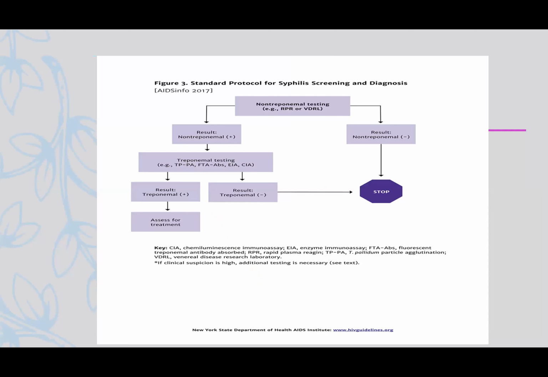Standard protocol for syphilis screening and diagnosis starts with a non-treponemal testing, which is VDRL or RPR. If the test becomes negative, we stop over there. But if the results come positive, then we do treponemal pallidum specific testing, which include TP-EIA, FTA-ABS. Then again, if the test is negative, then we'll stop. But if the test comes positive, then we assess that patient for the further treatment. So in this, the important is first we go for the non-treponemal testing, and if it comes positive, then we move for the treponemal testing.